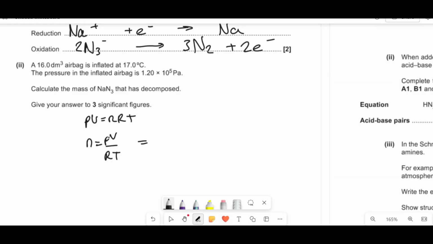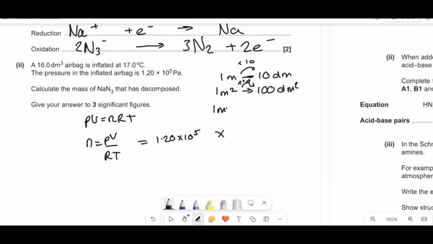So we need to put the numbers in. The pressure is going to be 1.2 times 10 to the 5, times the volume, but the volume has to be in meters cubed. This is in decimeters cubed. So 1 meter is going to be 10 decimeters. So then 1 meter squared is going to be, well, can you see how you times by 10 here? Here you're going to times by 100. So it'd be 100 decimeters squared. So 1 meter cubed must be times 10 cubed. So that means you're going to have 1,000 decimeters cubed. So in order to go backwards, I need to divide by 1,000.